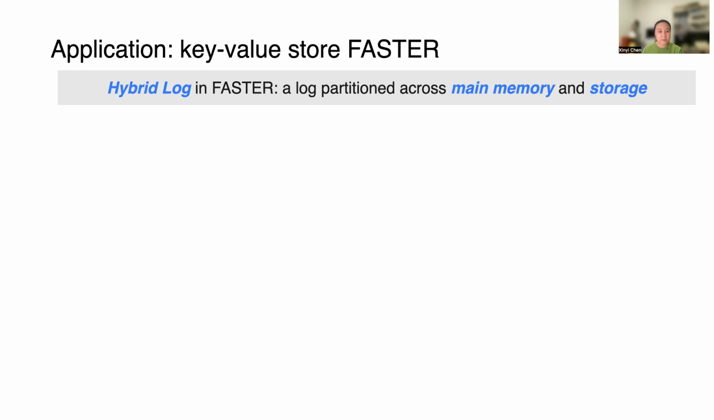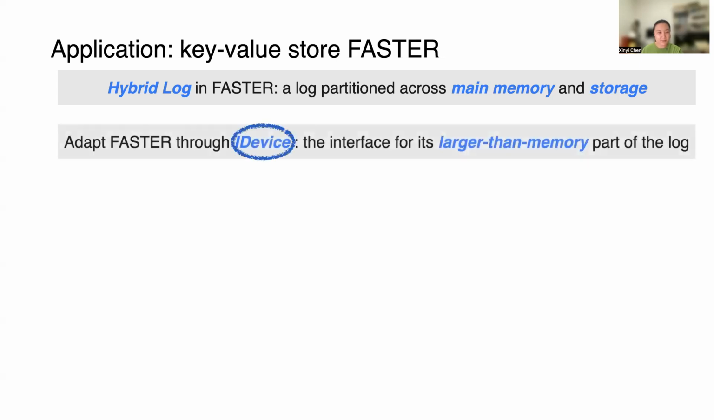We use an open source key-value store called FASTER as our application. Records in FASTER are stored in a hybrid log, which is a log partitioned across main memory and storage. When the main memory is insufficient, the data will be appended to the storage layer, which can be SSD or remote memory, etc. We adapt FASTER through IDevice, the interface for the larger-than-memory part of the log.